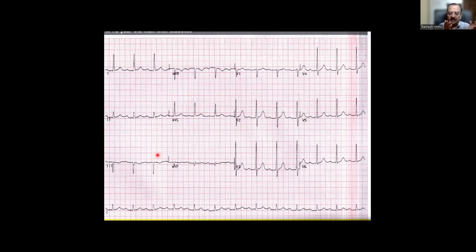It is giving excessive delay, more than what it should give. So it is giving excessive block. We call it an AV block or heart block. Got it? Yes, sir. Okay. This is the AV block.